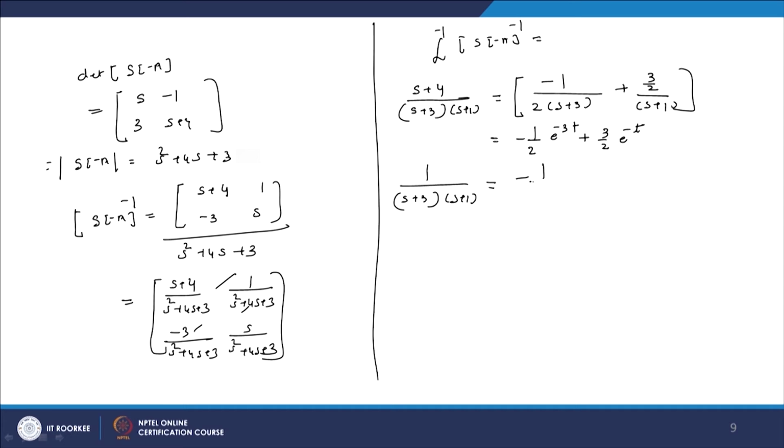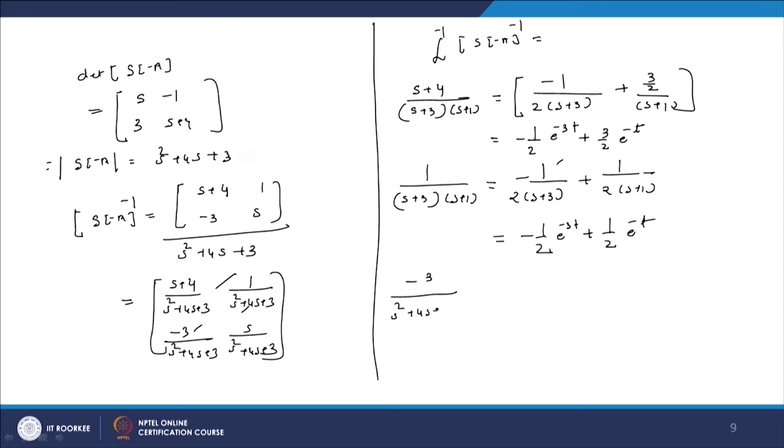This can be written as minus 1 by 2 (s plus 3) plus 1 by 2 (s plus 1), and after solving this we will get 1 by 2 e raised to minus 3t minus 1 by 2 e raised to minus t. That is, we have done the partial fraction expansion like this, and then we have taken the Laplace inverse and we have got this.